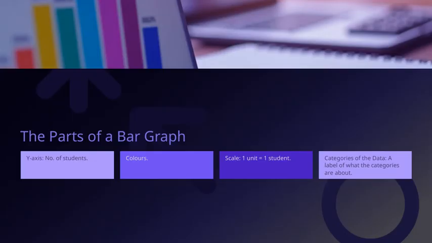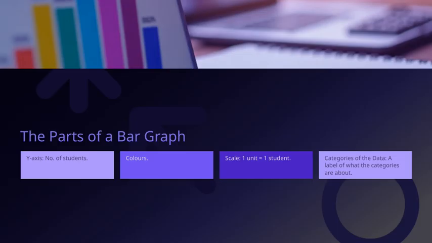Now let's take a closer look at the parts of a bar graph. First, we have the y-axis, which represents the number of students. This tells us how many students fall into each category. Next, we see the use of different colors. These colors help us distinguish between different data categories easily.